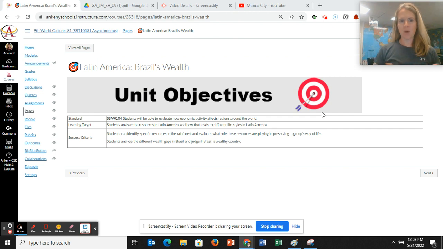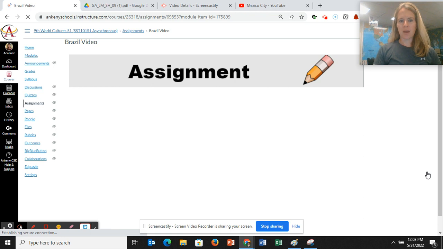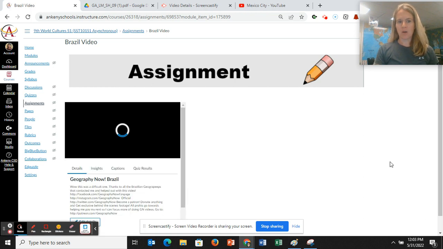Again, looking at wealth, and that goes to our standard, evaluating economic activity. And so we're going to be looking at economic activity this unit. We're first going to start with evaluating, is Brazil a wealthy country?